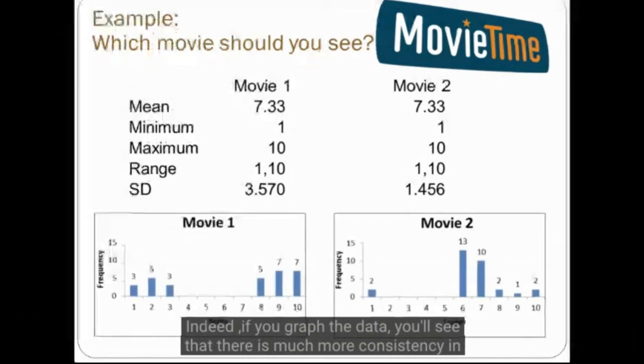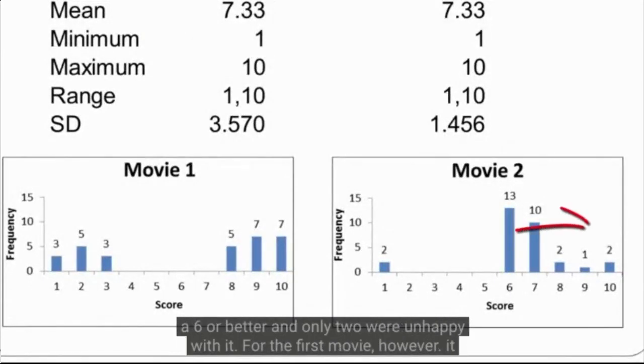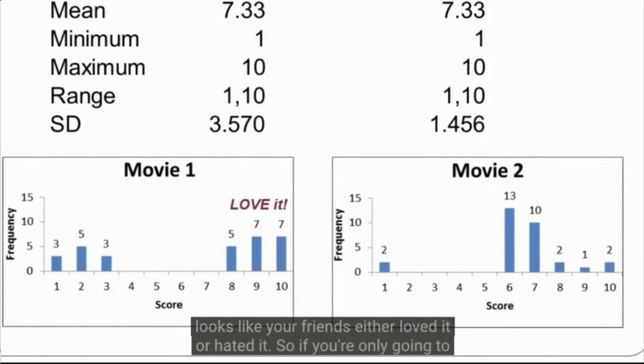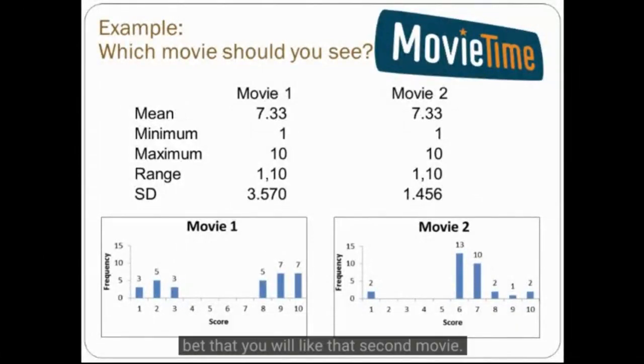Indeed, if you graph the data, you'll see that there is much more consistency in the scores for the second movie. The majority of your friends rated the movie at a 6 or better, and only 2 were unhappy with it. For the first movie, however, it looks like your friends either loved it or hated it. So if you're only going to go see one movie, I'd recommend the second one, as it looks like it's a safer bet that you will like that second movie.